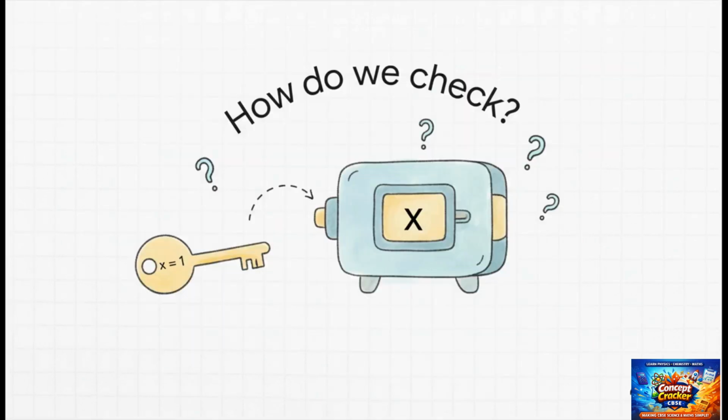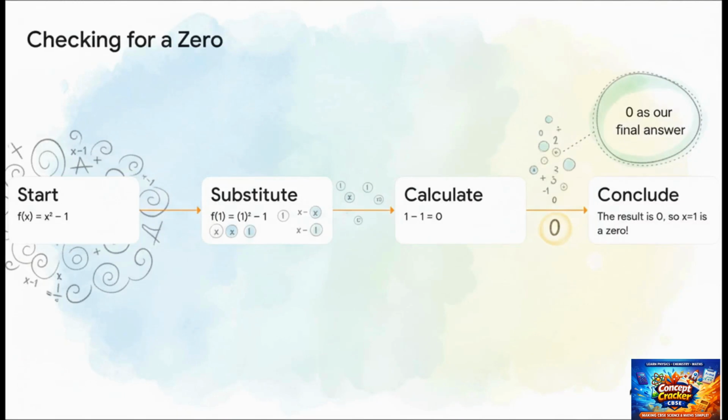So how can you tell if a number is a 0 or not? Well, let's test one out. Let's take a simple polynomial. f of x equals x squared minus 1. And the question is, is the number 1 a 0 of this polynomial? Let's check. The process is actually really simple. You just take the number you want to test, in this case it's 1, and you plug it in wherever you see an x. So instead of x squared minus 1, we get 1 squared minus 1. Okay, now just do the math. 1 squared is just 1, and 1 minus 1 is 0. And that's the jackpot. Because the answer is 0, we've just proven that, yes, x equals 1 is a 0 of this polynomial. It's that easy.